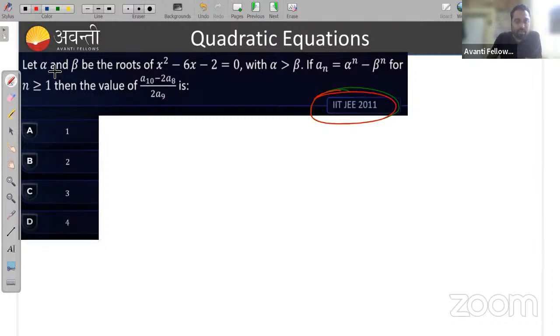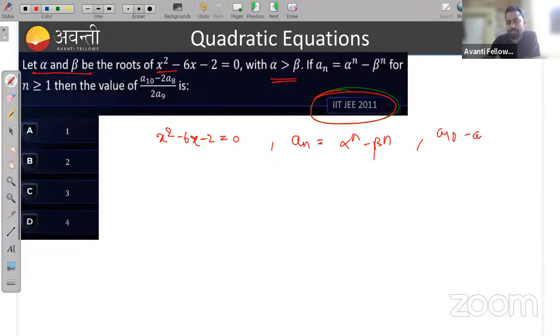What is given? Alpha and beta are the roots of this quadratic equation, x square minus 6x minus 2 is equal to 0. Right? And alpha is greater than beta, and a n is given as alpha to the power n minus beta to the power n, and n is greater than or equal to 1. So you need to find a10 minus 2a8 upon 2a9. We already solved this type of question once. What is the value of this? So here in this quadratic equation, did you get the answer?